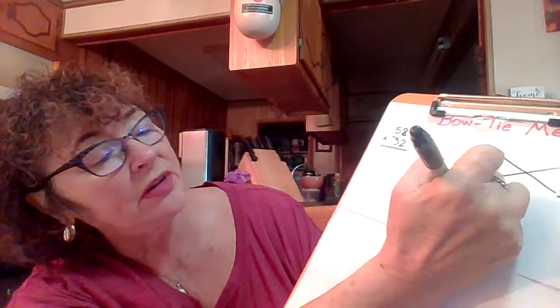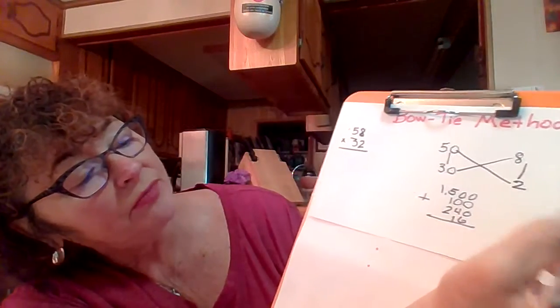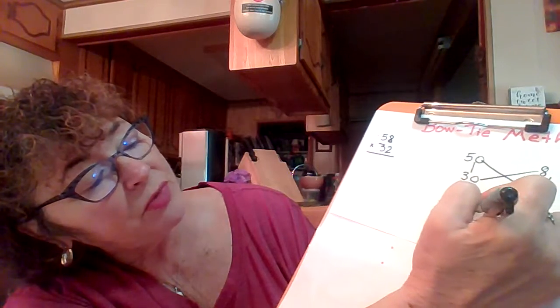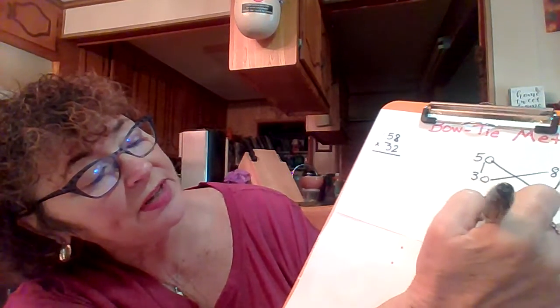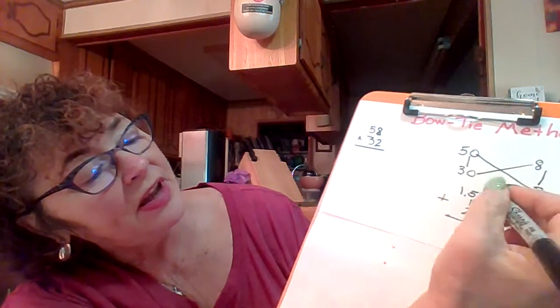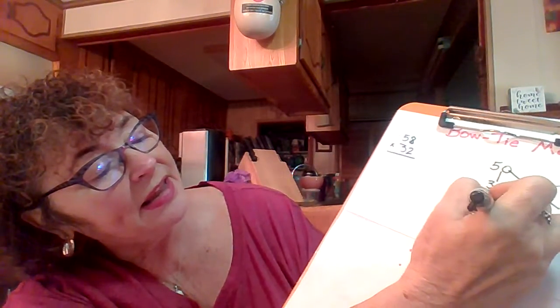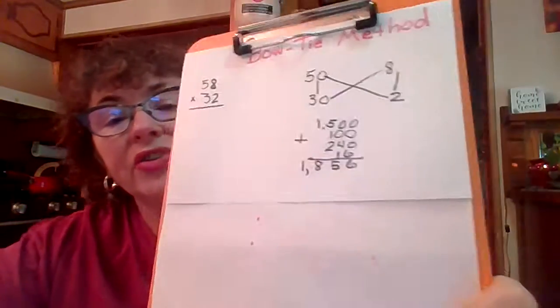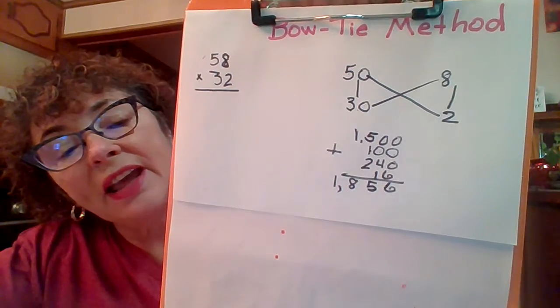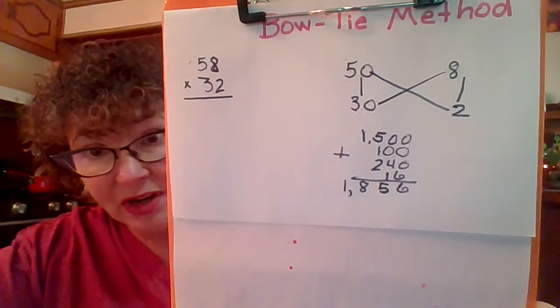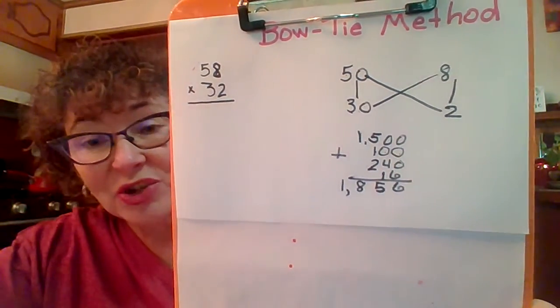So now what do we do? We add them up. So 0 plus 0 plus 0 is 6. 0 plus 0 plus 4 plus 1 is 5. Now we have 5 plus 1 is 6. 6 plus 2 is 8. And then all I have to do is bring down that 1. And there is your answer, 1,856.